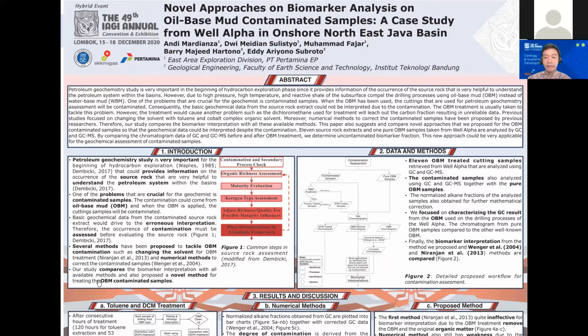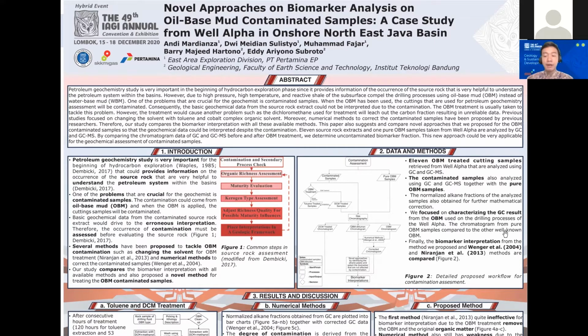The data we use here is 11 OBM treated cutting samples retrieved from Well Alpha in the onshore Northeast Java Basin, analyzed using GC and GCMS. The contaminated samples are also analyzed using GC and GCMS together with the pure OBM samples. The GC and GCMS analysis also results in normalized alkane fractions that will be used for further mathematical correction proposed by Wenger et al. 2004. We also focus on characterizing the GC results from the OBM used in the drilling process of Well Alpha.